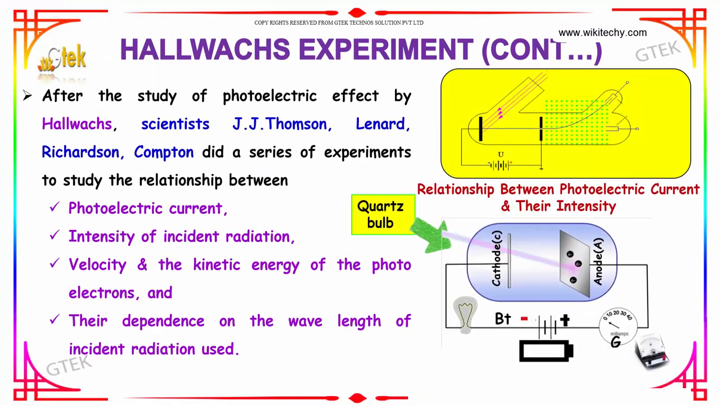After the study of the photoelectric effect by Hallwachs, scientists like J.J. Thomson, Leonard, Richardson, and Compton did a series of experiments to study the relationship between photoelectric current, the intensity of radiation, the velocity and kinetic energy of the photoelectrons, and the dependence on the wavelength of the incident radiation used.